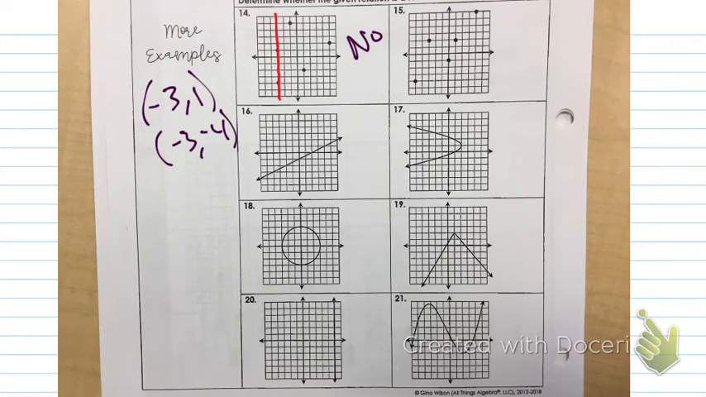Because if it's a vertical line, they'll have the same x value. And for each x, you can only have one y. If it crosses more than one place, you're going to have multiple y's for the same input. So looking at number 15, can you get a vertical line across anywhere but more than once? No. So it is a function. It passes.